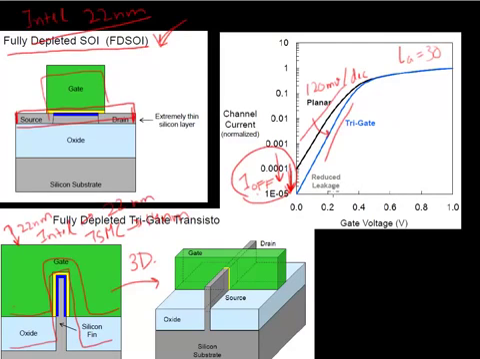This is an experimental data point released by Intel in their press room, where they're showing the advantage of going from a planar device to a device with improved electrostatics.